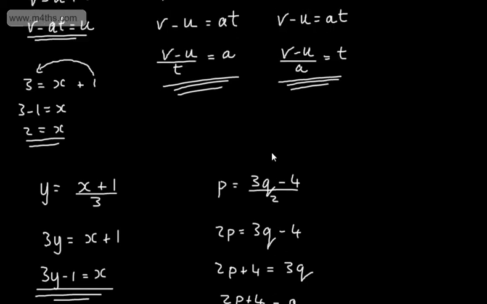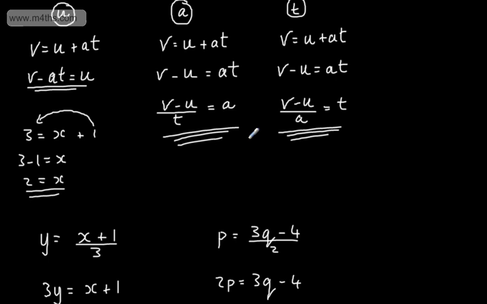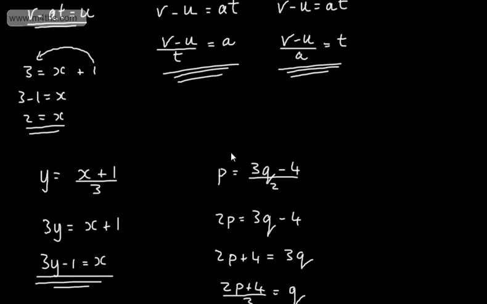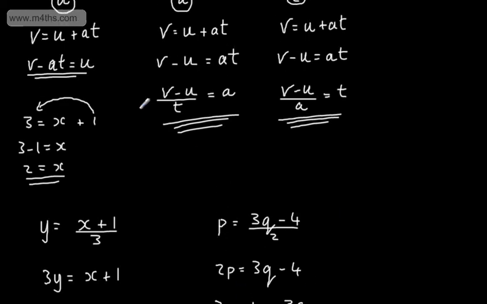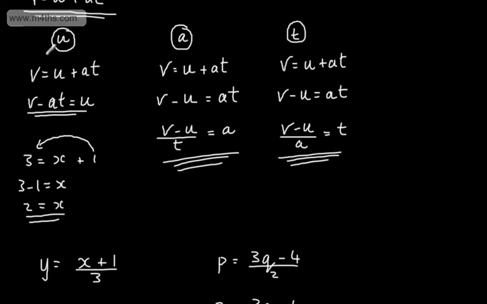So all we're doing is using inverse operations and the order of operations to now express, in this case, x in terms of y, q in terms of p, and in this case, u in terms of the other two, a in terms of the other two, and t in terms of the other two variables.